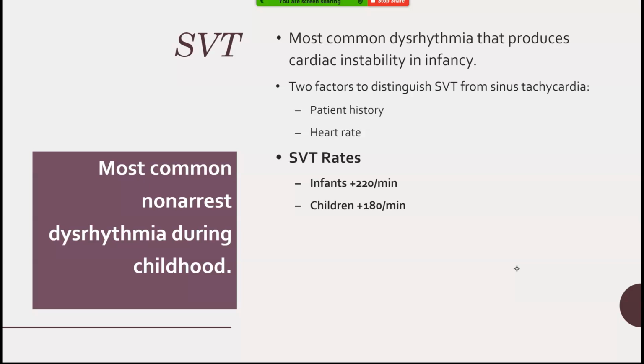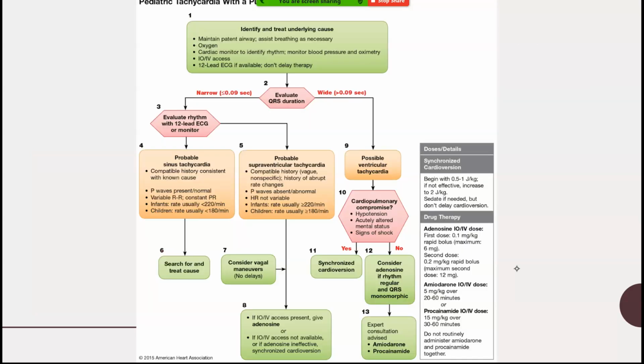And the differences between SVT and sinus tachycardia is the patient's history and the heart rate, right? So a patient who's got sinus tachycardia might not be as irritable as a baby or child who is in SVT. Infants, 220 or more. Children, 180 or more. Adults, 150 or more, right? Okay, so those are your delineating lines. Remember, kids and infants, little hummingbird hearts. Adults, not so much. We got the Brolic heart that just doesn't want to work that hard.